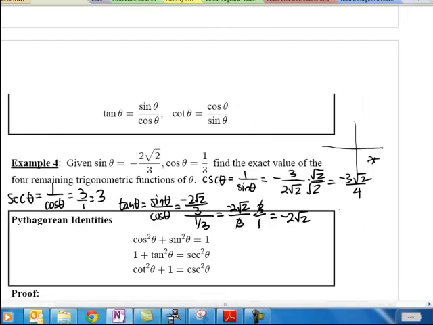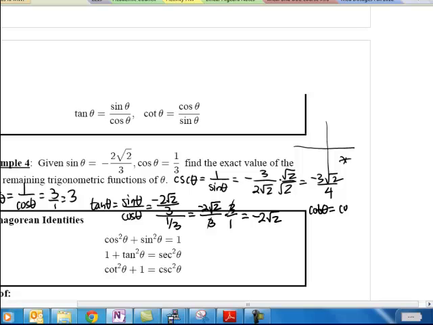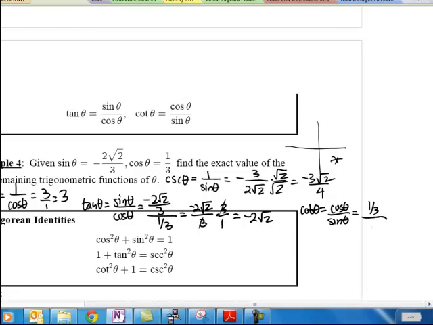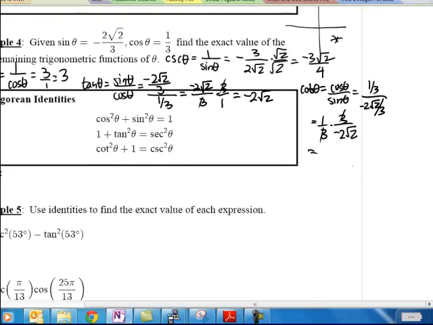And then finally, cotangent of theta. We want cosine divided by sine. So we'll have 1/3 divided by negative 2 square root of 2 over 3. So we'll multiply by the reciprocal of the denominator. The 3's will cancel and we'll have to rationalize that denominator. So we'll have negative 1 over 2 square root of 2 times square root of 2 over square root of 2. Negative 1 times the square root of 2 over 4, because we'd have 2 times 2.